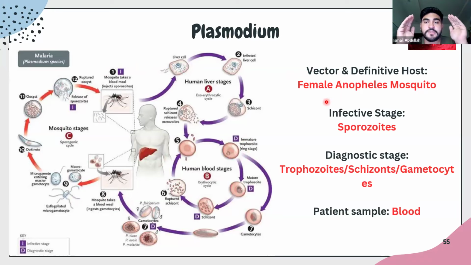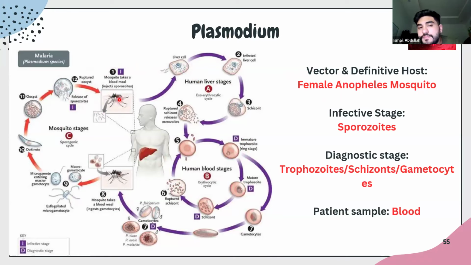If you write mosquito in the exam, that's not gonna be an acceptable answer. You're gonna get 0 for that. You have to clearly write female Anopheles mosquito, because a male Anopheles does not work. Just mosquito alone does not work. It has to be female Anopheles mosquito. Okay, so how does it start?